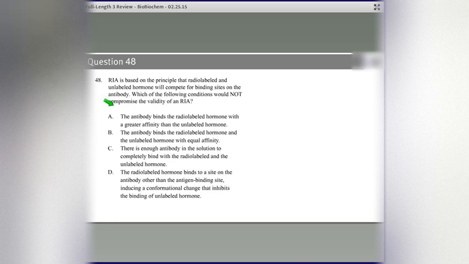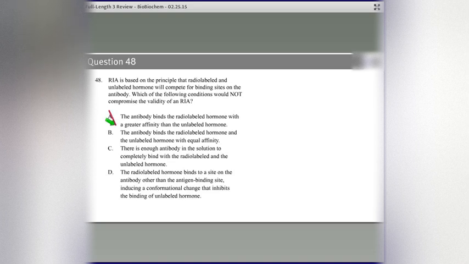Let's see. A: the antibody binds the radiolabeled hormone with a greater affinity than unlabeled. Would that compromise the validity of the RIA, of this assay, if one has a greater affinity for the antibody than the other? Absolutely. We want nothing to do with answer choice A. No, no, no. Nothing to do with this. You're dead to us.